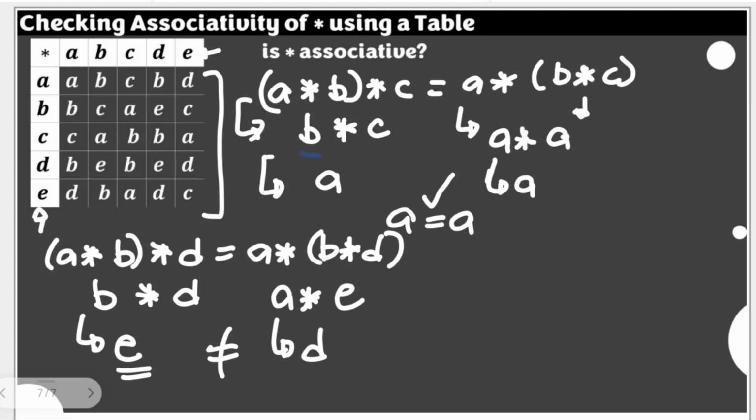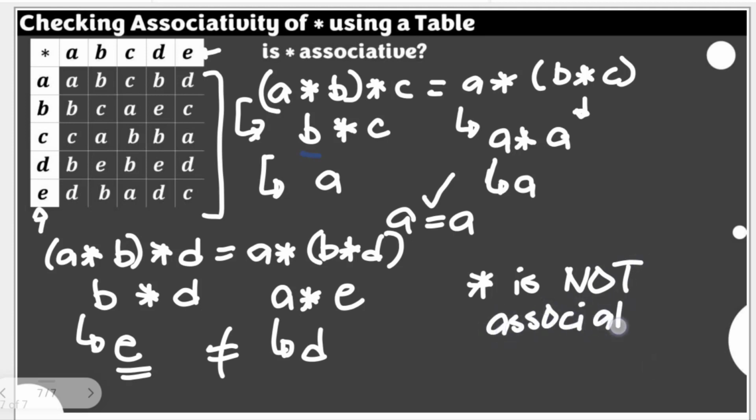Even if the first example shows associativity, the second example doesn't show associativity. And with this, we can say that star is not associative. Just by one counterexample, it's enough for us to say that it's not associative, even if we have sets of elements that will make associativity true. But even just one is enough for us to say that it's not associative. So this is how we determine associativity of a certain Cayley's table. Thank you very much for watching.